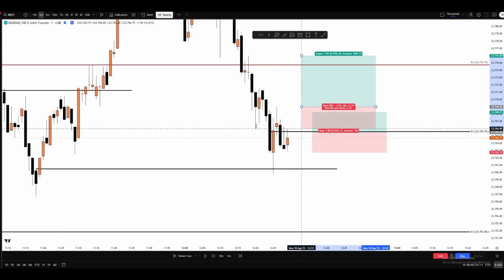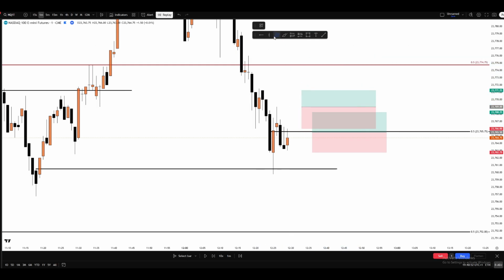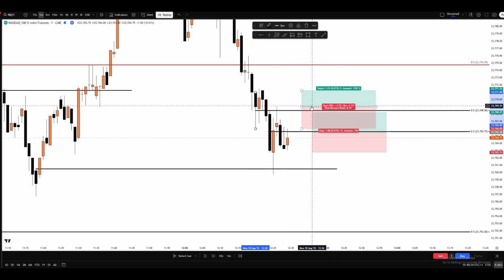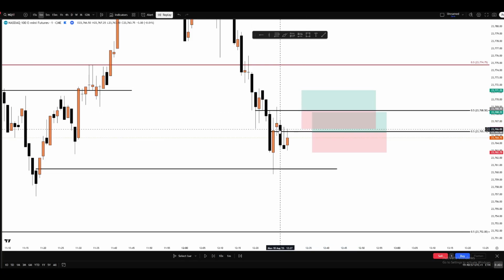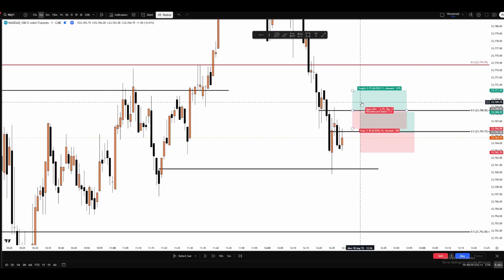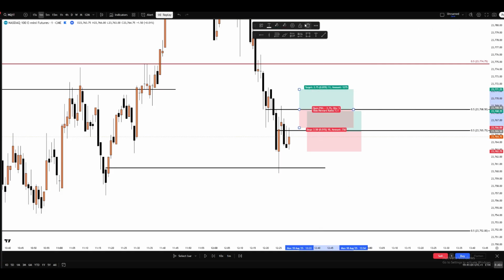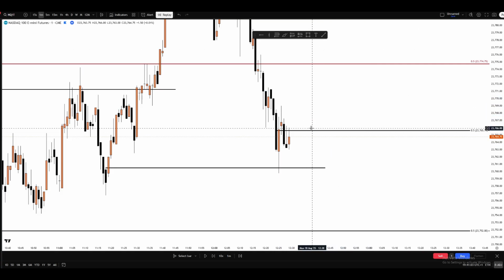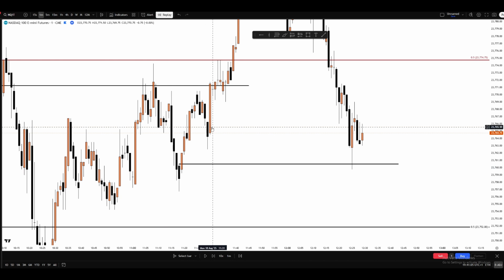I can't remember where this one is, but I'm pretty sure it was... Go further down. This is how far this one has to go. It has to go nowhere. Just trade off at the right point, which is the order block.